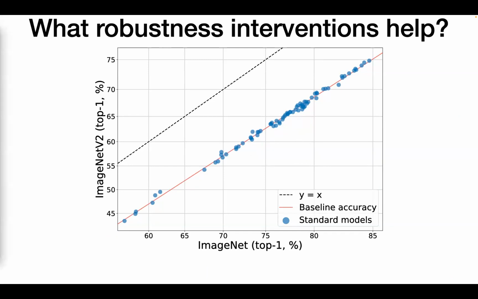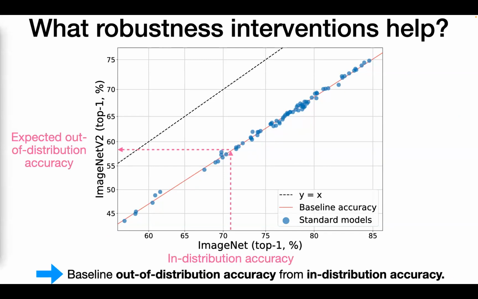So specifically, if you give me a new ImageNet model, let's say it gets 71% accuracy, and you tell me this ImageNet model has a really amazing new robustness intervention. What I'm going to do is, I'm going to look at my baseline and I'm going to see, okay, the baseline would suggest out of distribution, I should get 58% on ImageNet v2. If you get 58% on ImageNet v2, sorry, I don't really care about the robustness intervention you propose because it doesn't really do anything compared to the baseline.